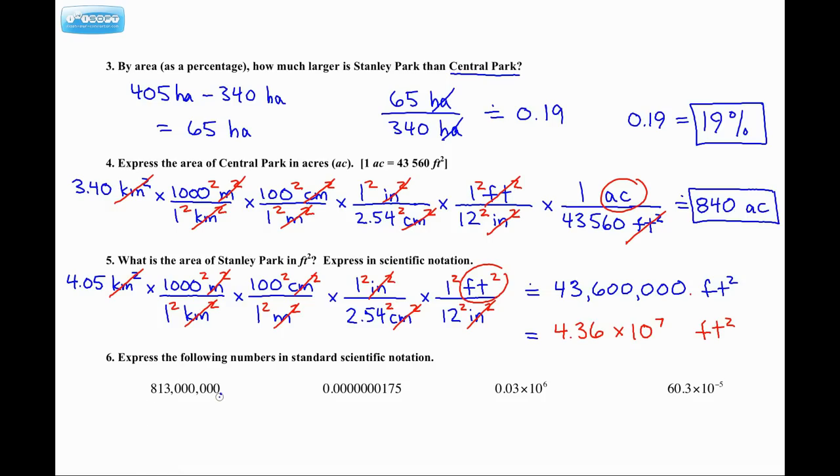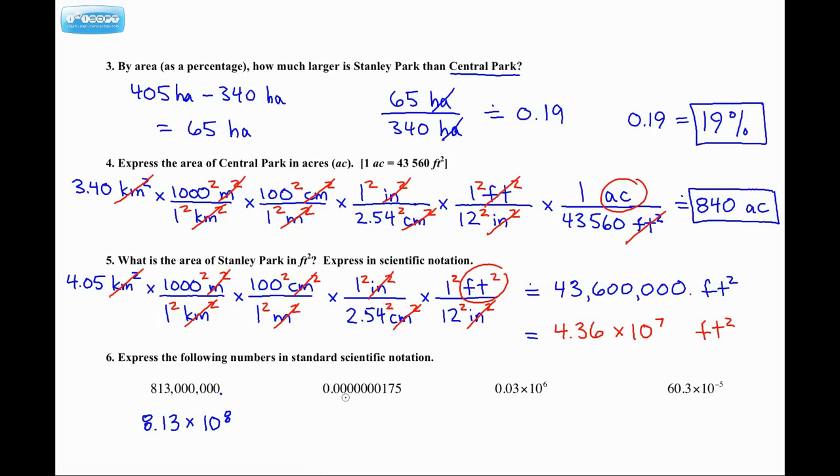So count how many places. 1, 2, 3, 4, 5, 6, 7, 8 spots. Okay, so this is going to be 8.13. And my decimal, I had to shift it to the left 8 times. Okay, so 8.13 times 10 to the power of 8, or times 10 8 times, is equivalent to 813 million.